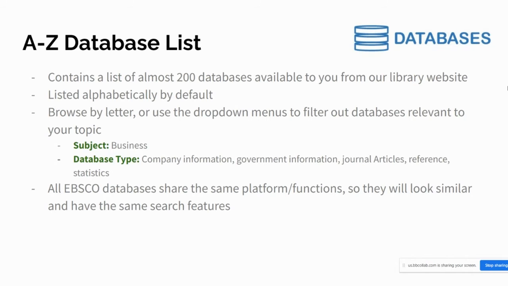So you want to use the drop-downs to filter out the databases that are relevant to business. And if you remember, all of the databases we have that fall under EBSCO, which is a provider that we have, that means if it's an EBSCO database, it shares the same platform and functions of Dragon Quest. So it's going to look very similar and have the same functions, so it'll be really easy to use.